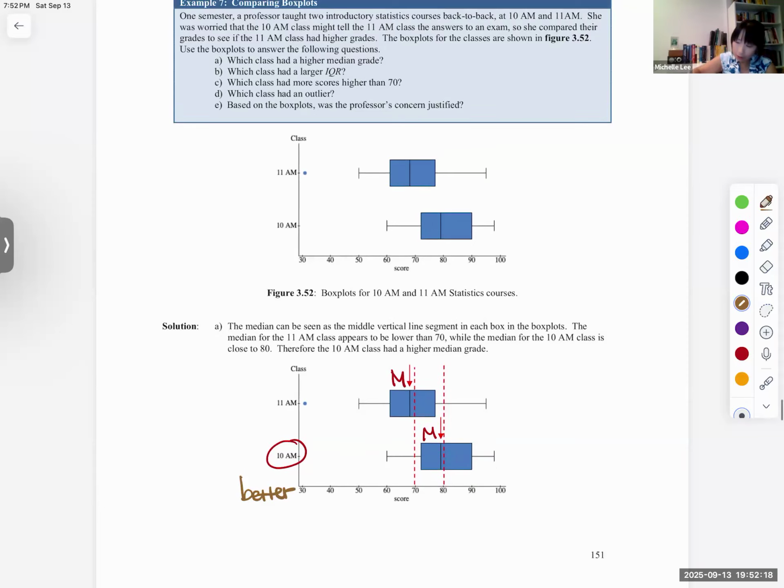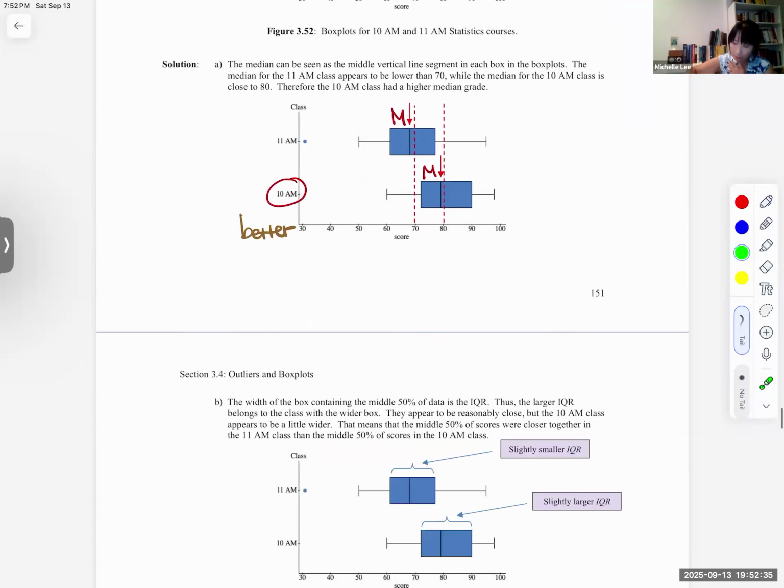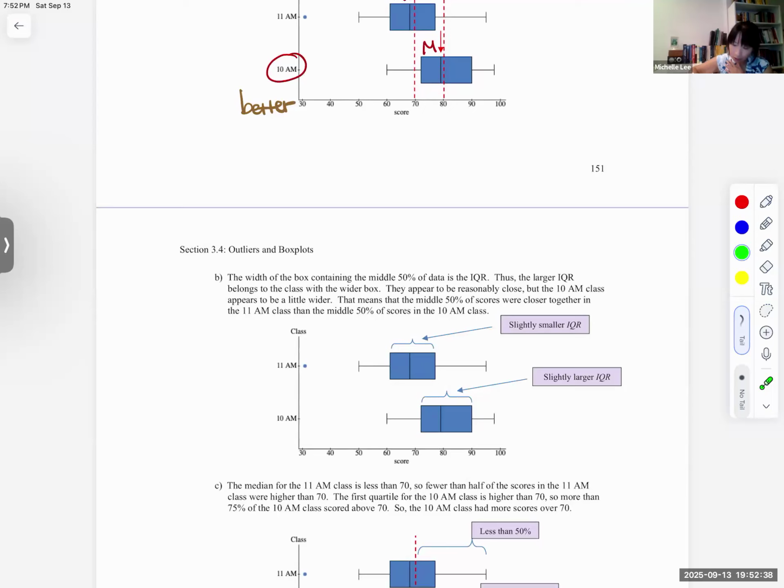Okay, the second question: which class had a larger IQR? What's the IQR? It's in the middle, right? The middle 50% is the IQR. So which portion is bigger? This one is bigger, right? So 10 a.m. is better, right? Okay, so this is slightly better than that. So 10 a.m. is better. So the middle 50%, right? So more portion.